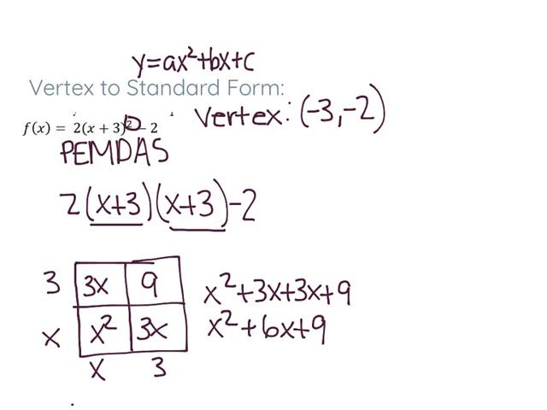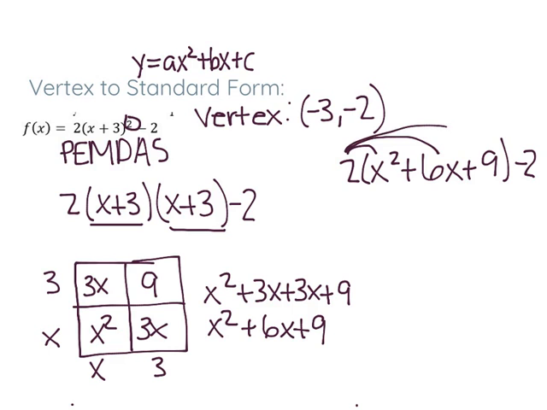So what I'm going to do is replace the x plus 3's, the two of them, with this x squared plus 6x plus 9. So I get 2, and I'm still multiplying x plus x squared plus 6x plus 9 minus 2. So I still have multiplication going on here. I need to distribute my 2 to the x squared, to the 6, and to the 9. So I get 2x squared plus 12x plus 18 minus 2 at the end.